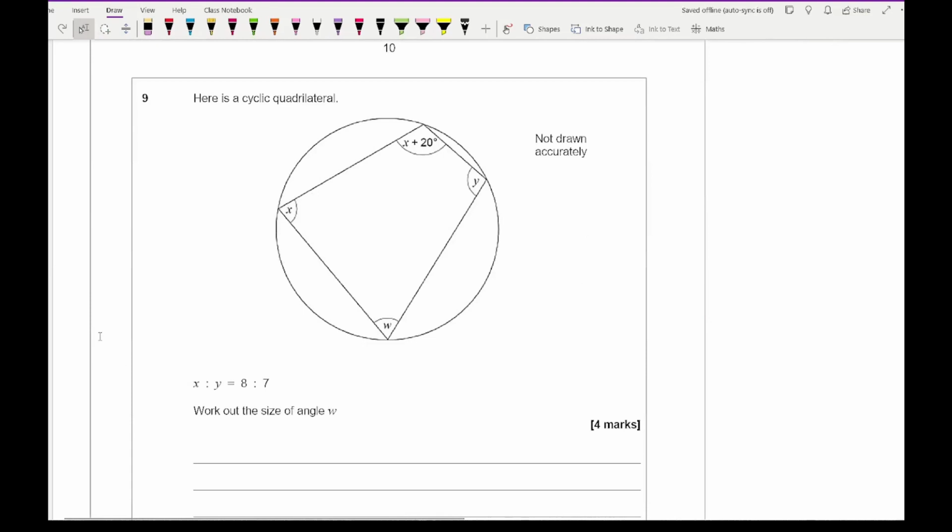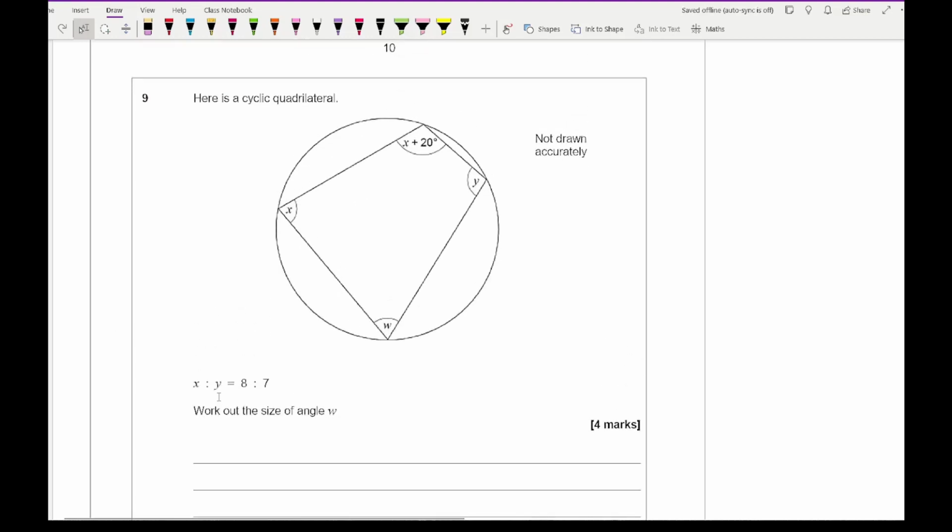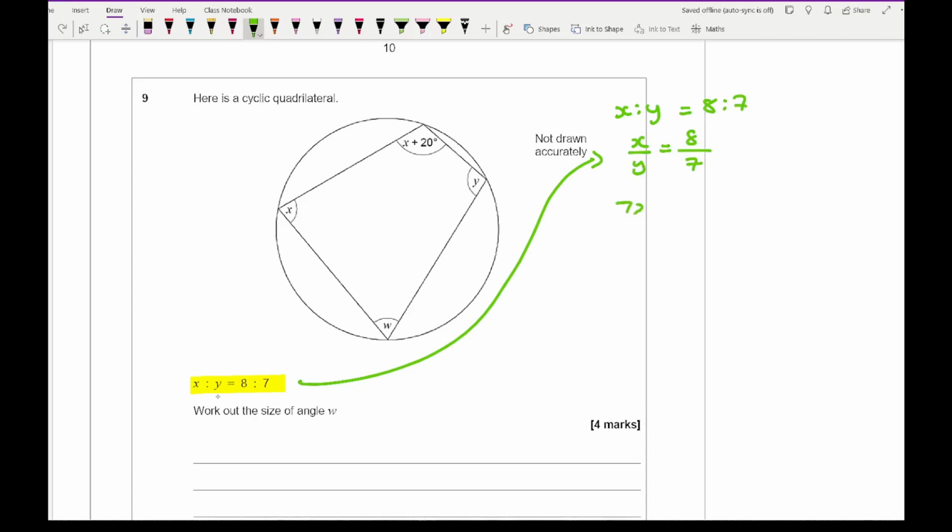It says here is a cyclic quadrilateral. x to y is in the ratio of 8 to 7. Work out the size of angle w. So let's have a look at working through this. Now in terms of turning a ratio into an equation, if we've got x to y is equal to 8 to 7, then we know that x over y equals 8 over 7. If I cross multiply, I get 7x equals 8y. Now I'm going to leave that for the time being.